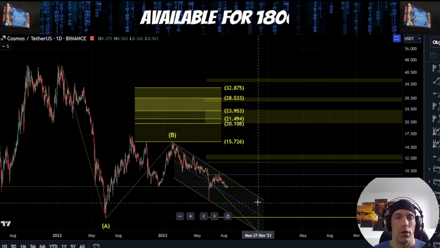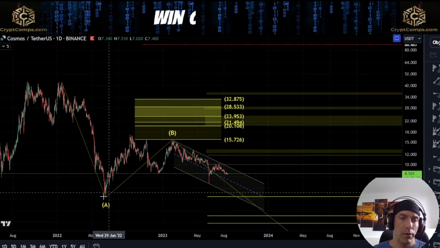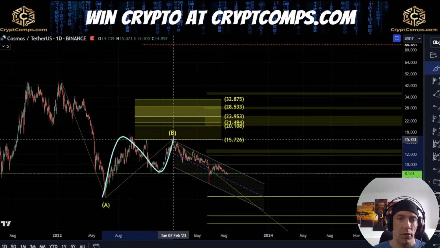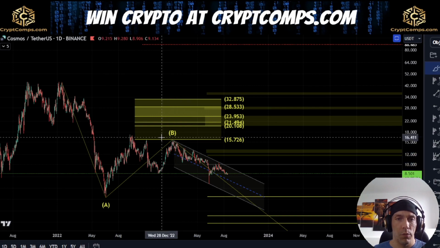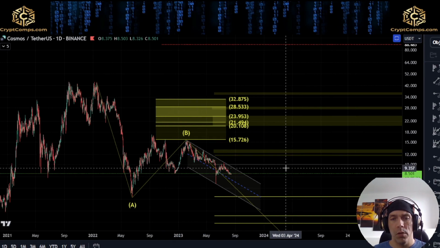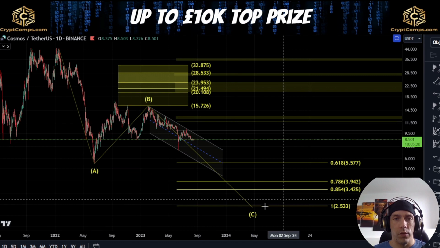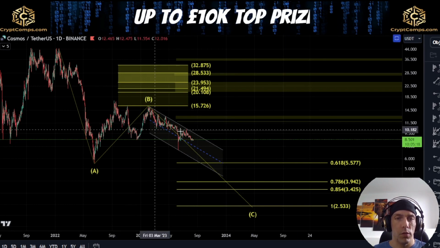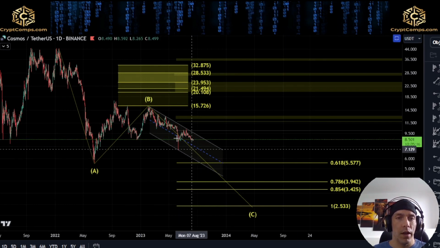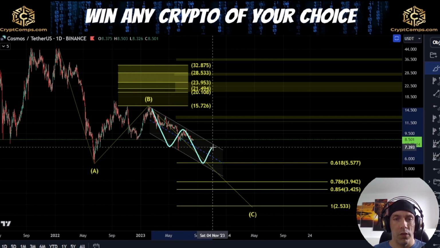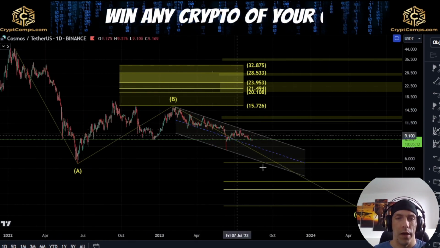However, what we need to be aware of here is that we could still see this actually just play out as ABC into here, because we have come up to this 50% already, and what we could start to see is a C wave to the downside. Now, looking at the internals of this structure, it is looking most likely that if we are going to see a C wave from this point, that it's going to be something like a diagonal pattern.